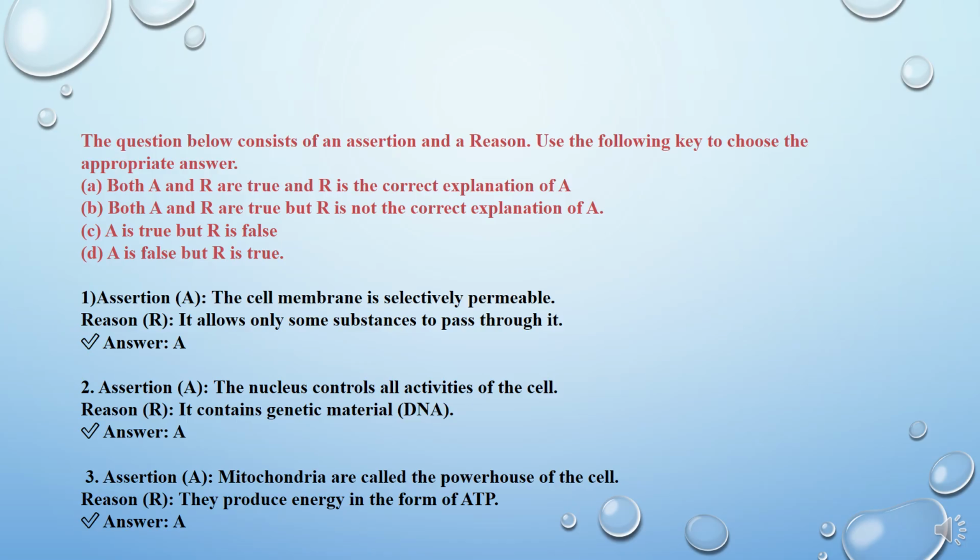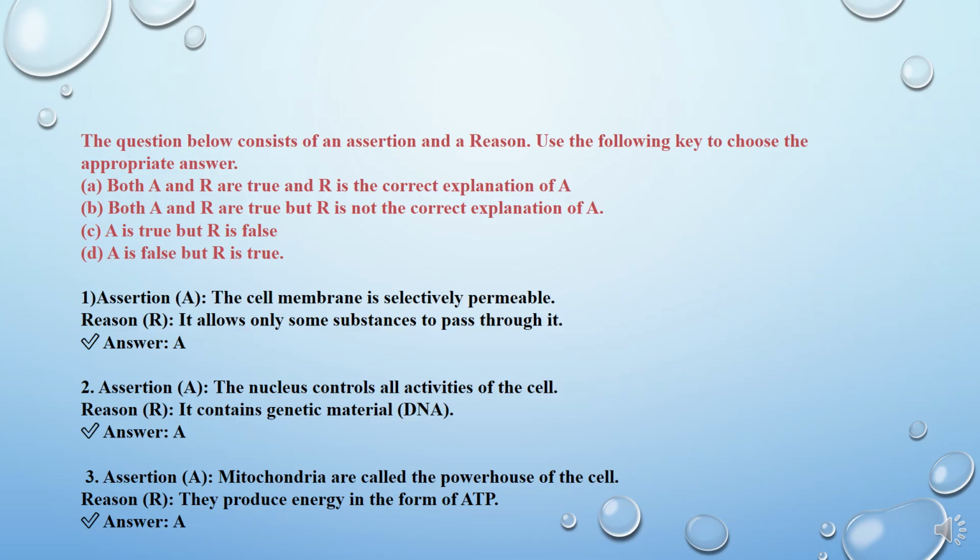Second question, the assertion is the nucleus controls all activities of the cell. Reason: it contains genetic material, DNA. Both the statements are true. Why is it the reason for assertion A? Because DNA gives instructions, so the nucleus controls all the cell functions. That is why the reason is the correct reason for the statement in the assertion.